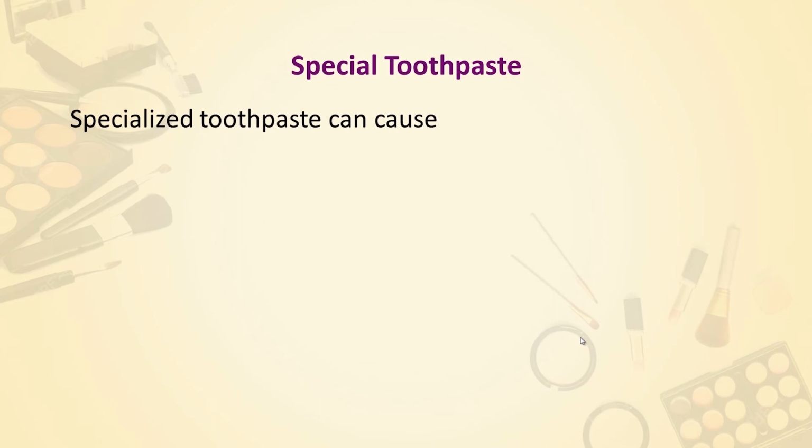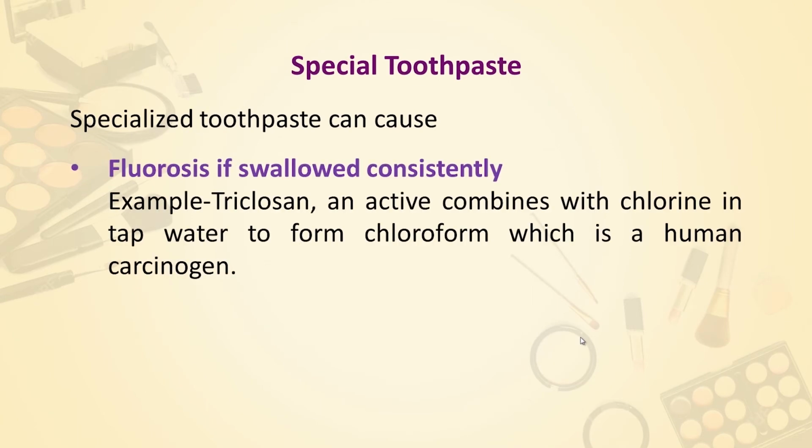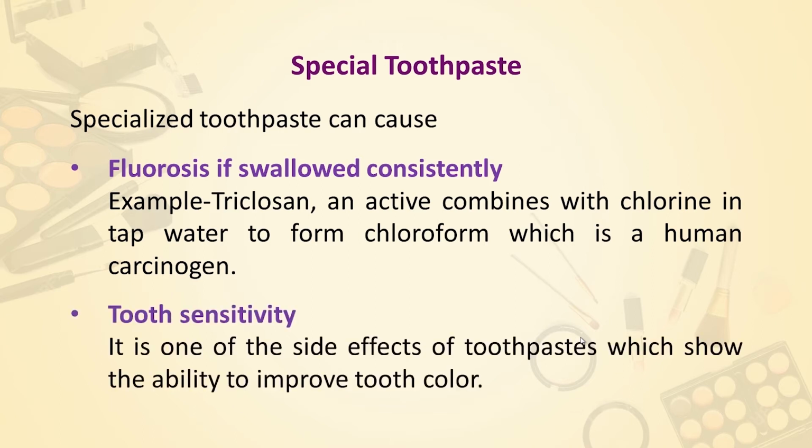Fluorinated toothpaste can cause fluorosis if it is swallowed consistently for a longer period of time. Triclosan, an active ingredient in many toothpastes, can combine with the chlorine in tap water to form chloroform, which is a human carcinogen. According to some scientists, it can leave unborn babies brain damaged. So, this is the drawback of using this kind of toothpaste.